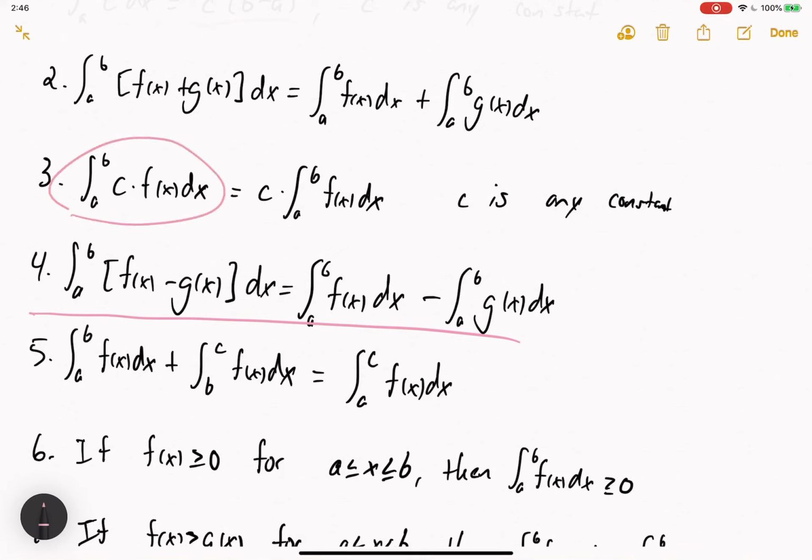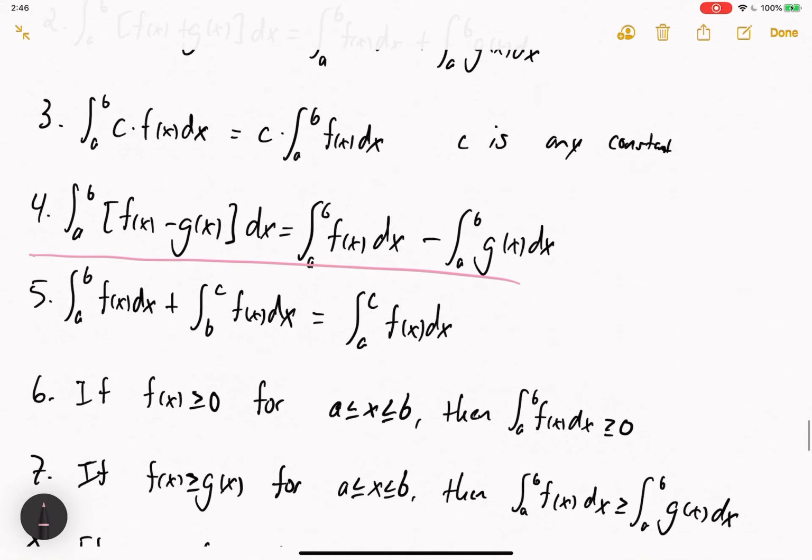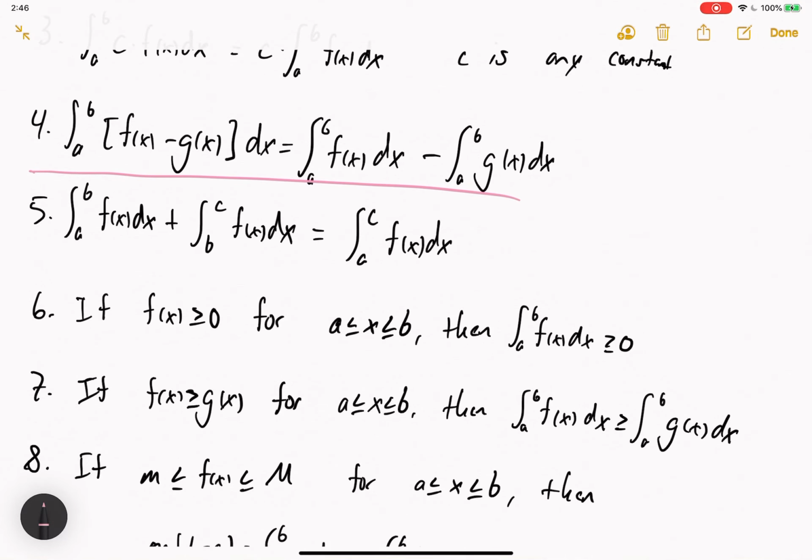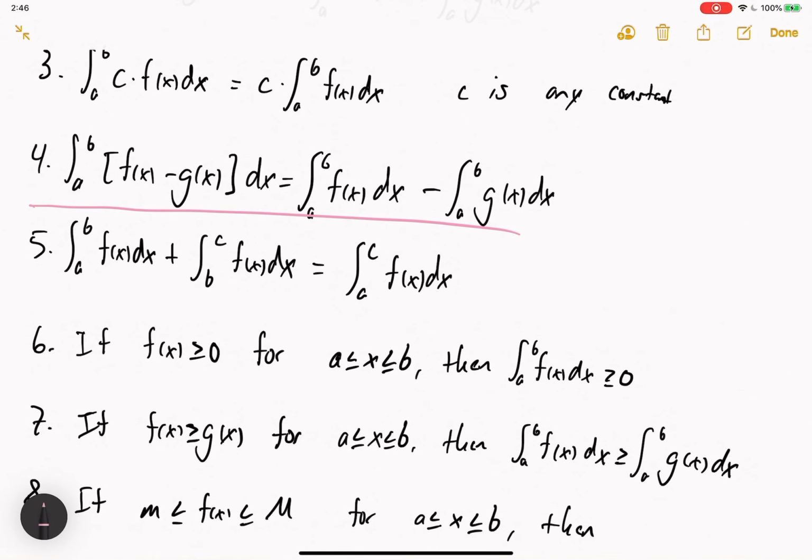The fact is that if you do c times f of x, remember that the definite integral is going to be a limit and a sum. So for the sum, we said we could pull out that number c, and for the limit, we could also pull out the number c. So we could pull out the c from the definite integral as well. And you can verify this on your own. You could just use the definition, plug in c times f of x, and it would still work exactly the same.